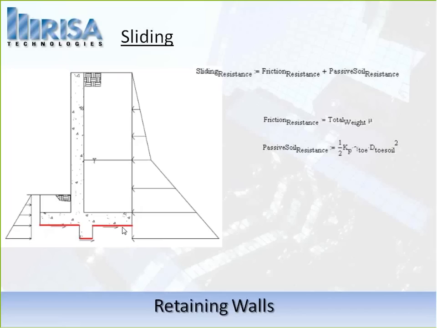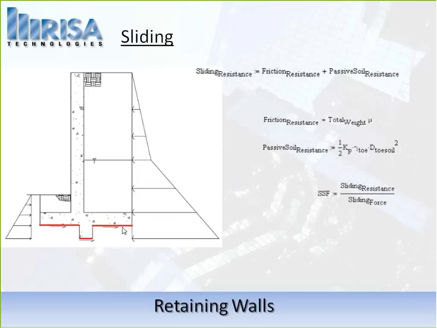And for the friction resistance, we have some equations that show here what that friction resistance is. The total weight is going to be the total downward force that's acting on our soil. So our soil, our concrete, our surcharge forces, that's our total weight. And we're going to take that for the friction resistance. For the passive soil here, we can see we are going to be using our coefficient of friction, and that's going to be listed right directly inside of our global parameters.